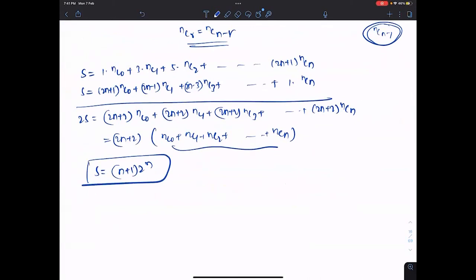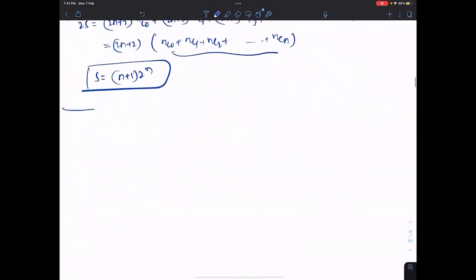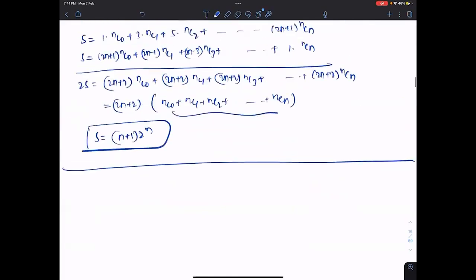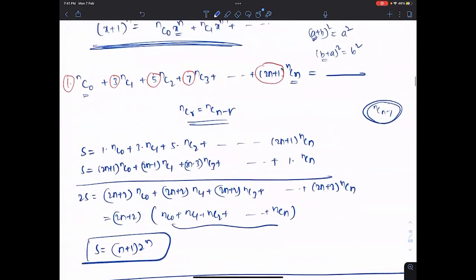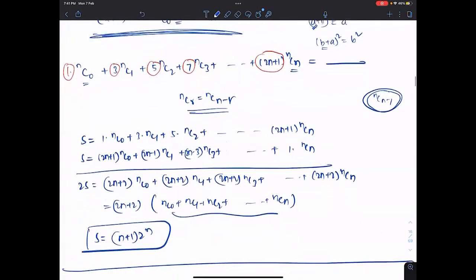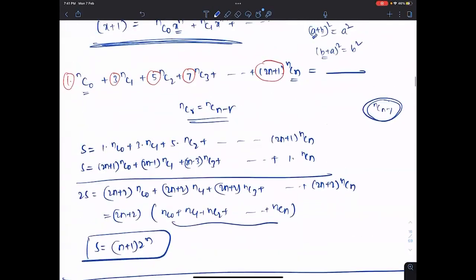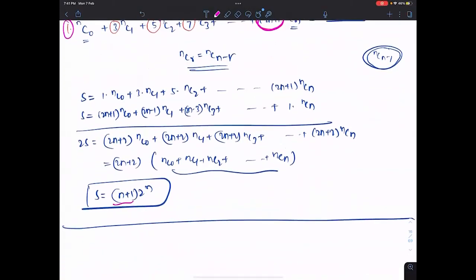Now, that is one direct formula. The direct formula is basically to take the average of the coefficients. If you understood the process, you will realize why I am doing this. Take the average of the first and last coefficient, whichever is there. What is the average? n plus 1. Average times 2 power n. That's all. That will be the answer.